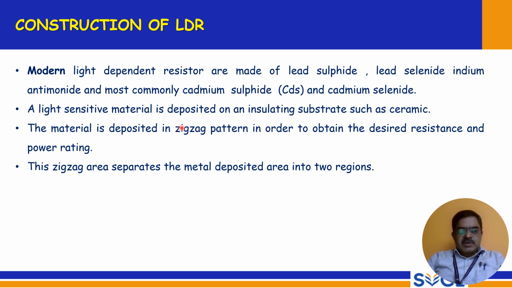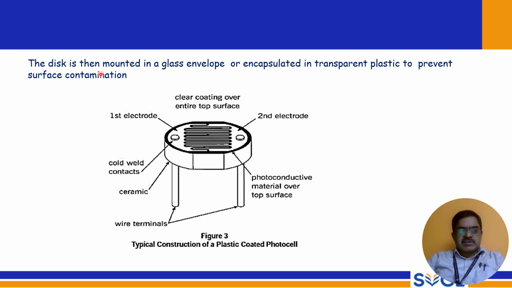A light sensitive material is deposited on an insulating substrate such as ceramic. The material is deposited in a zigzag pattern in order to obtain the desired resistance and power rating. Next slide, I am going to show you the construction diagram. The zigzag area separates the metal deposited area into two regions. The disc is then mounted in a glass envelope or encapsulated in transparent plastic to prevent surface contamination.